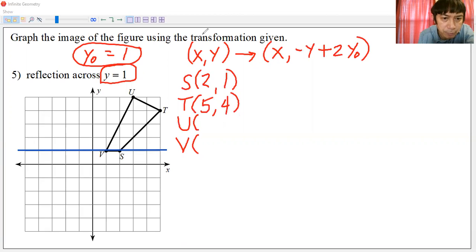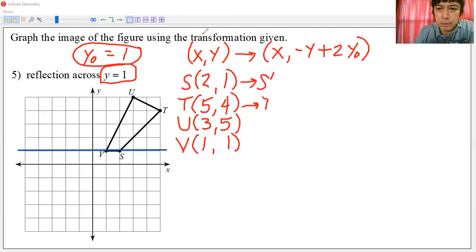Our U is at 3, 5. Okay, 3, 5. Our V is located at 1, 1. Okay, 1, 1. There. All right. Let's have the reflected object. This is now S prime. This is T prime, and this is U prime. This is V prime. There.